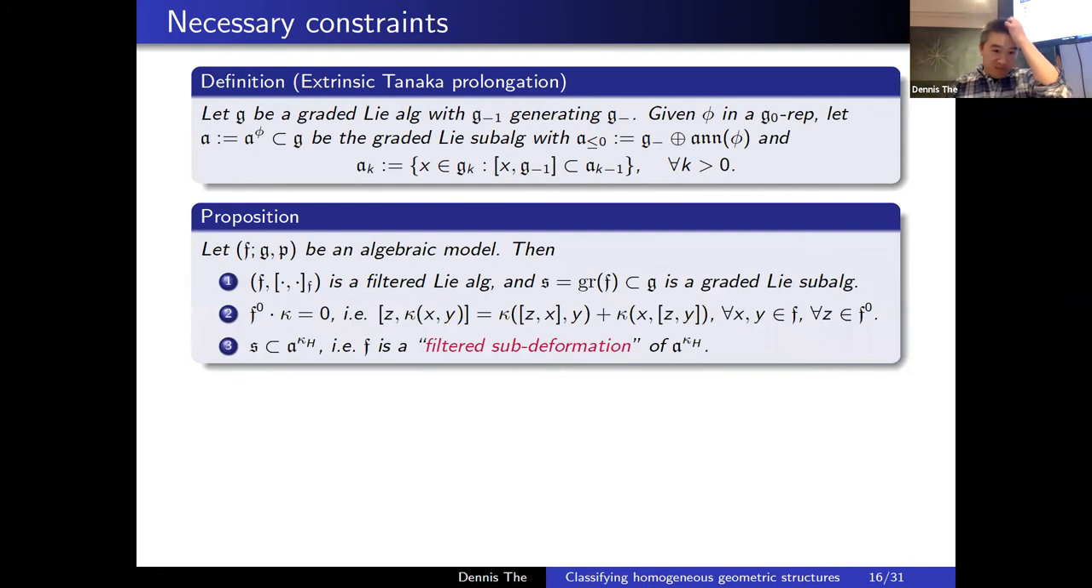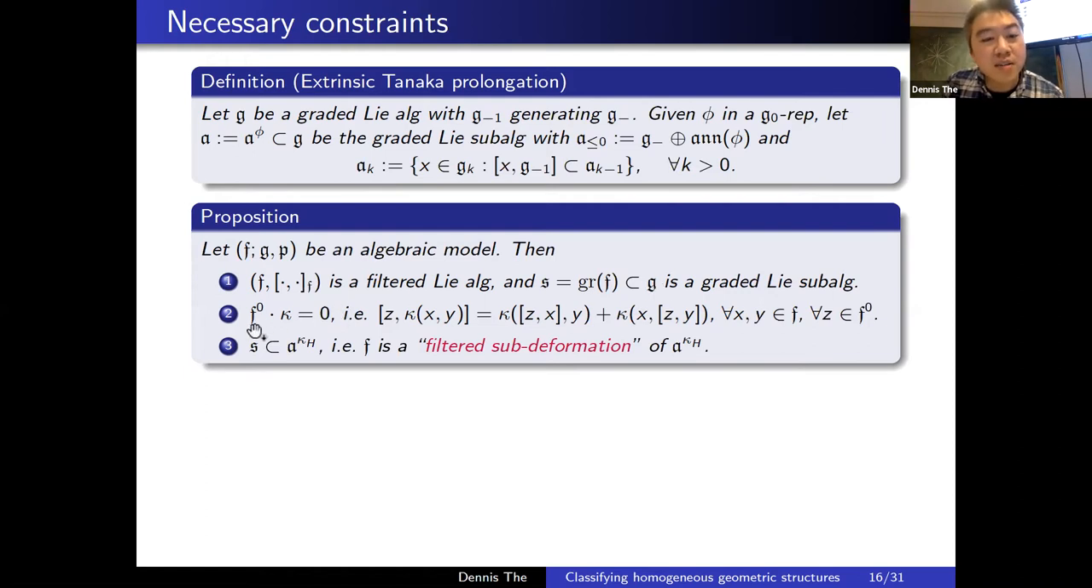So what can I do? Let F be an algebraic model for G and P. Here are some constraints that one wants to take into account. First of all, I said it's a filtered subspace before, but it's actually a filtered Lie algebra. So the bracket preserves the filtrands: F i bracket F j lands in F i plus j. Then I can take its associated graded, and in this case, this becomes a graded Lie subalgebra of G.